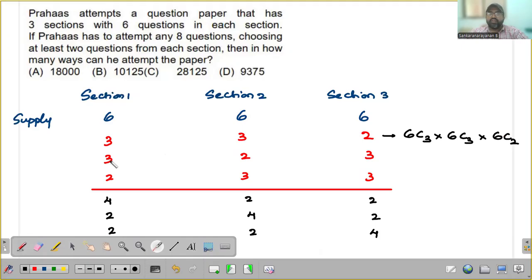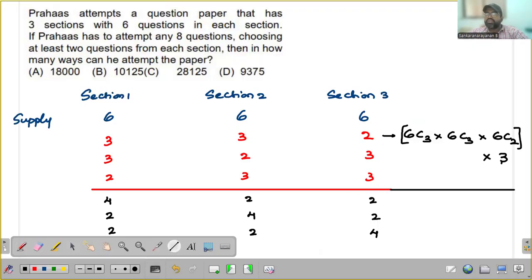If you observe, here also it is the same thing, only the order of 3, 2, 3 differs. Supply 6, select 3; supply 6, select 2; supply 6, select 3. So it's actually the same thing getting repeated altogether 3 times. Got it? So for this first part, 3, 3, 2, the total number of ways will be 6C3 into 6C3 into 6C2 into 3. Okay, so that many ways it can be done.